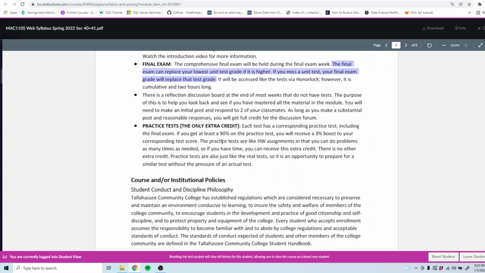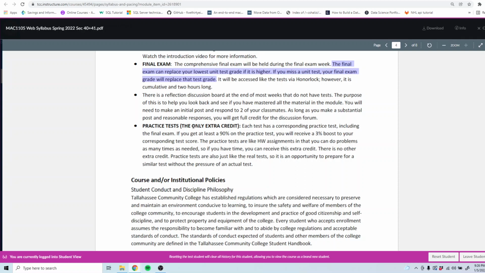And practice tests. This is the only extra credit. Each test has a corresponding practice test, including the final exam. If you get at least a 90 on the practice test, you will receive a 3% boost to your corresponding test score. The nice thing about this, if you're thinking, oh, I have to get a 90 on a test, it's not exactly like that. The practice test is there to help you out. So it's set up like a homework assignment. You can do the problems as many times as you need in order to get them correct.